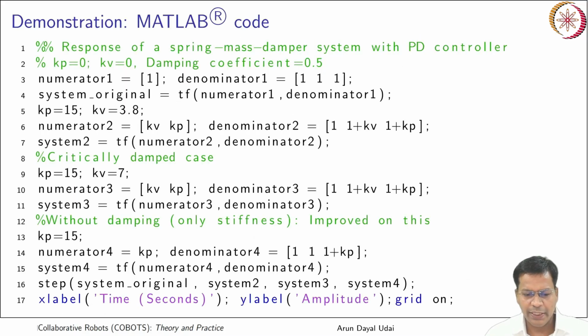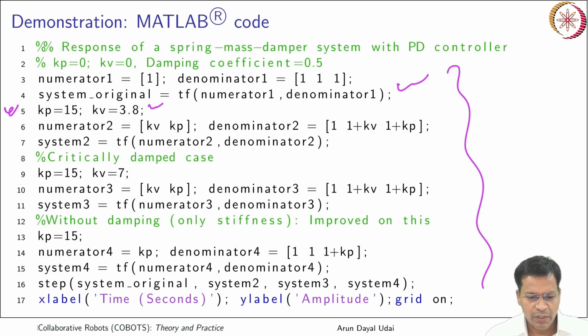Let me again see using a similar code. You can see I have created the systems over here for the kp and kv values, which are here. This is my original system without any P or D controller. This is the second system with this kp and kv value. This is the third system with this kp and kv value.